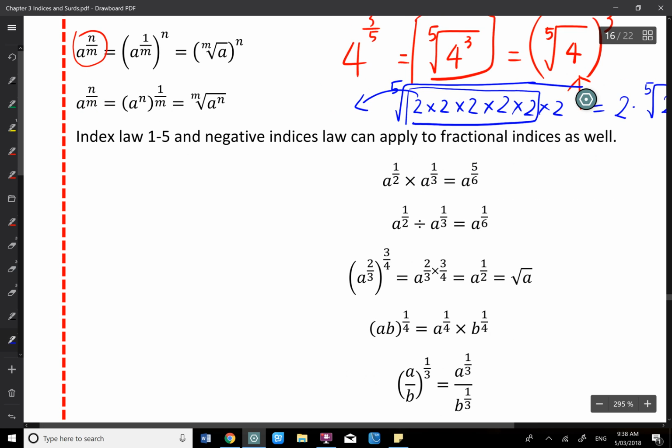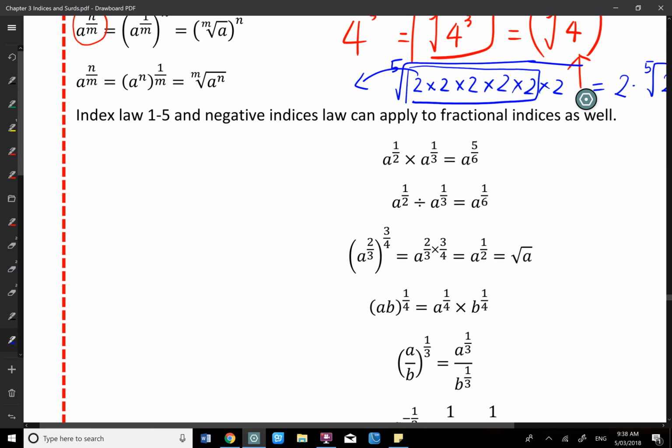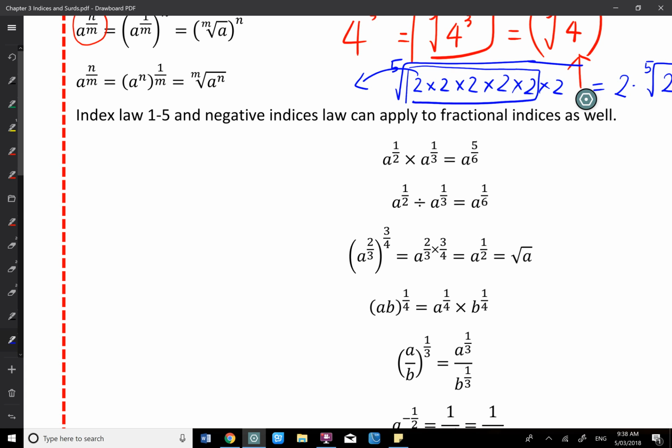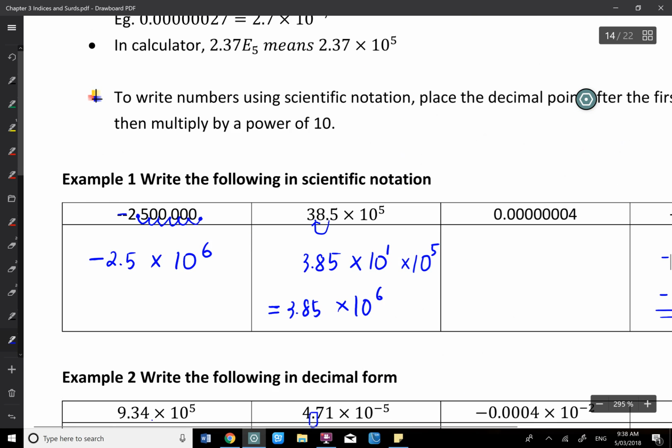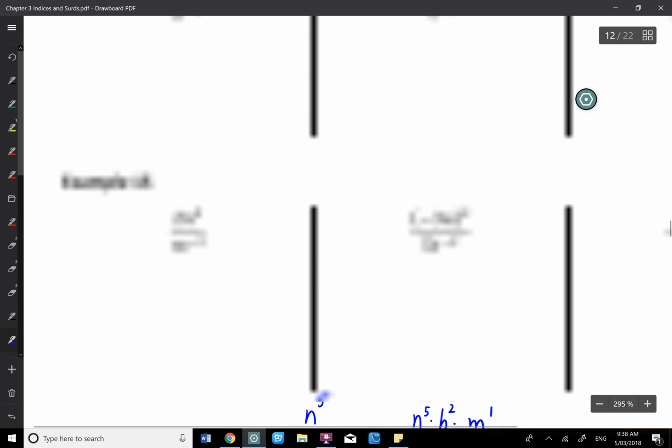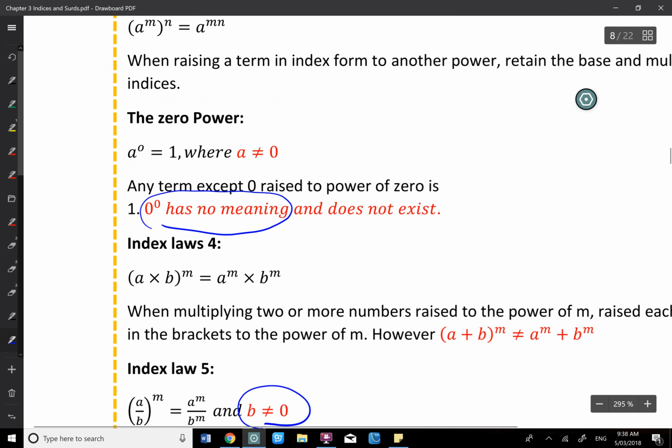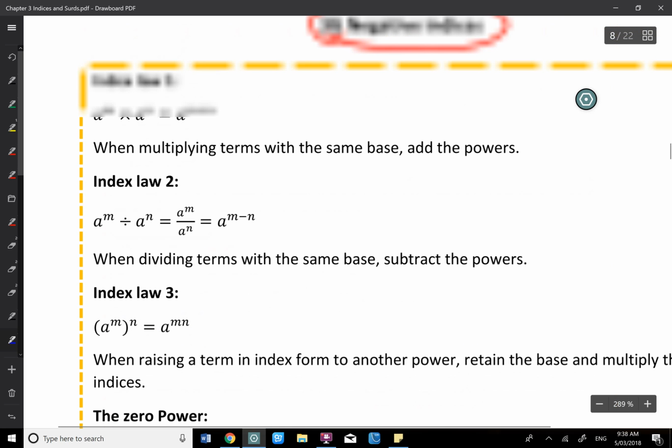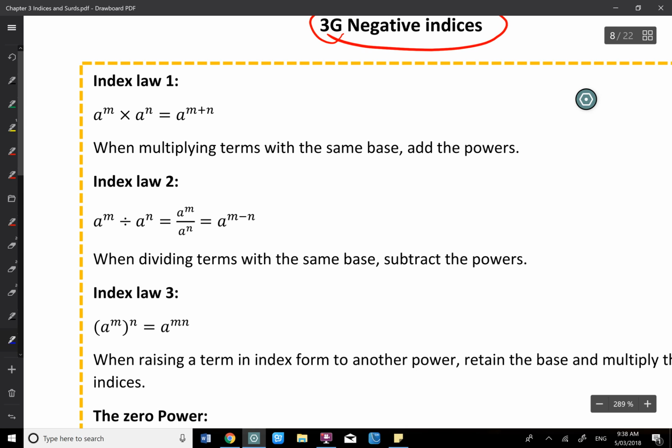Also, all the index laws 1 to 5 will still work. So what were the index laws we learned last lesson? If we go back to the previous couple of pages here. For example, if you have the same base, you add the powers. If you divide them, you subtract the powers. So this still works for rational numbers. If m is rational and n is rational, it still works in the same way.